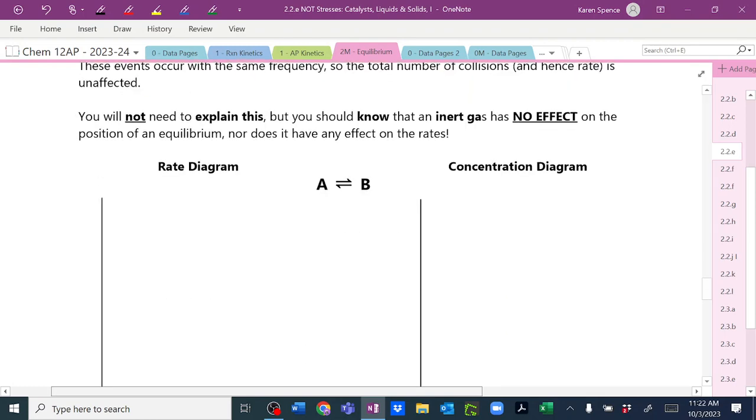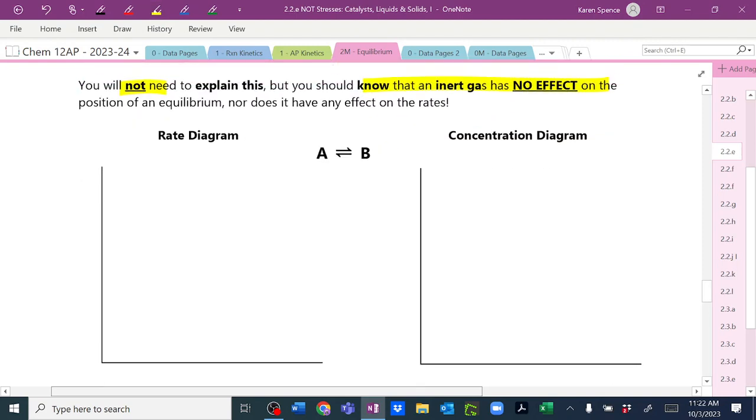Oh, look, you do not need to be able to explain this, but you should know that the inert gas has no effect. My goodness, aren't I clever? I think of the same dang thing every year, even when I'm not saying it.